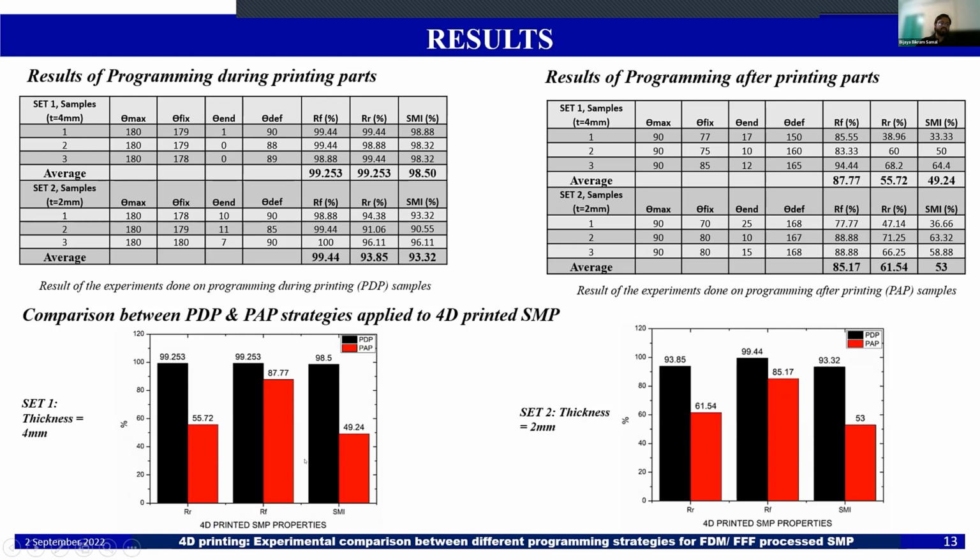And if we compare the thickness and how the variation happens, we can see that for programming during printing, when we decrease the thickness, the shape recovery decreases a bit. But for programming after printing, when we decrease the thickness, the shape recovery increases.